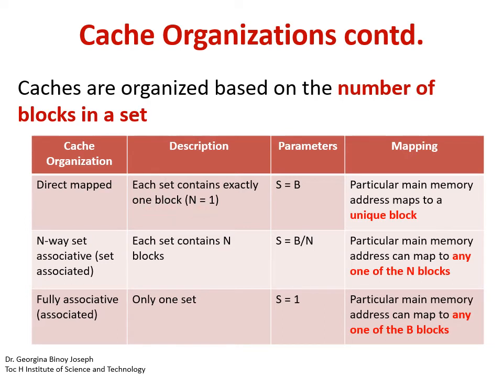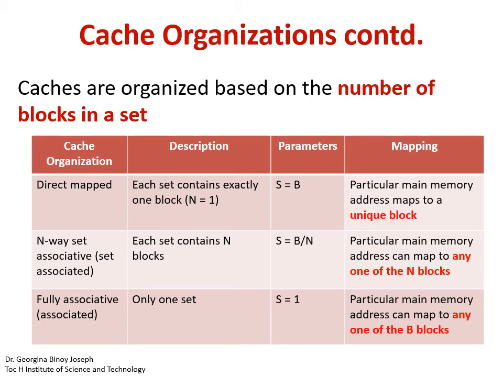Now, what does this imply? This means the number of sets is equal to the number of blocks because each set contains only one block. We know that the number of blocks is equal to C by B, so the number of blocks and the number of sets will be the same. We said in the previous slide that each main memory data word maps to a unique set, and exactly one set. So when the number of sets is the same as the number of blocks, it means that each main memory address maps to a unique set and hence to a unique block, because each set contains only one block.